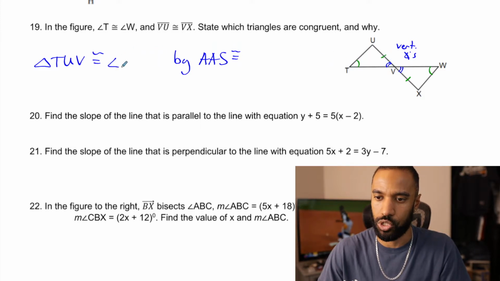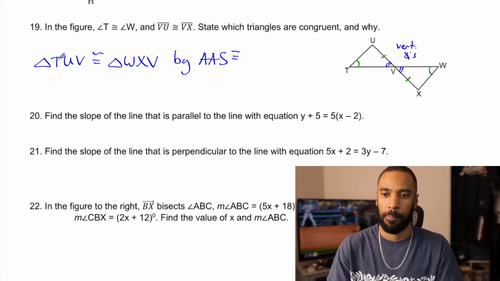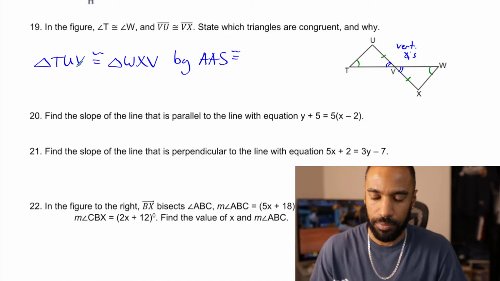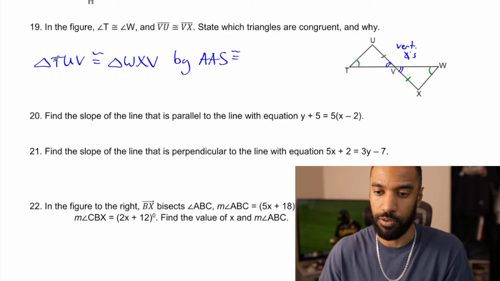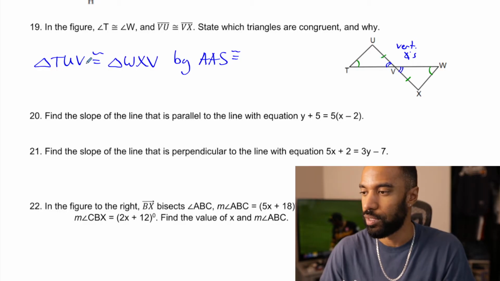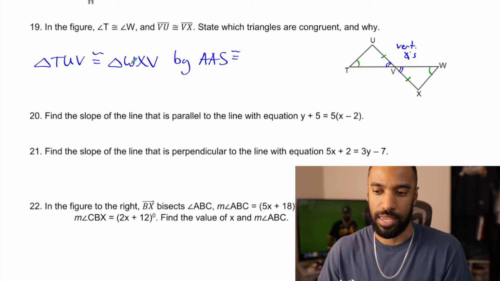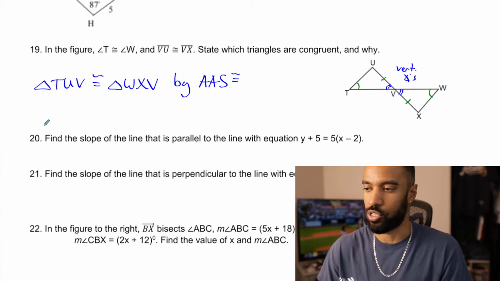Triangle TUV is congruent to triangle WXV by angle side. Now I chose the order right here. You can choose whichever order for your first one if it's not preordained for you, and this actually happens to be alphabetical as well. After that, you just have to make sure parts correspond. Now angle side is an option, and this was the option to choose here.